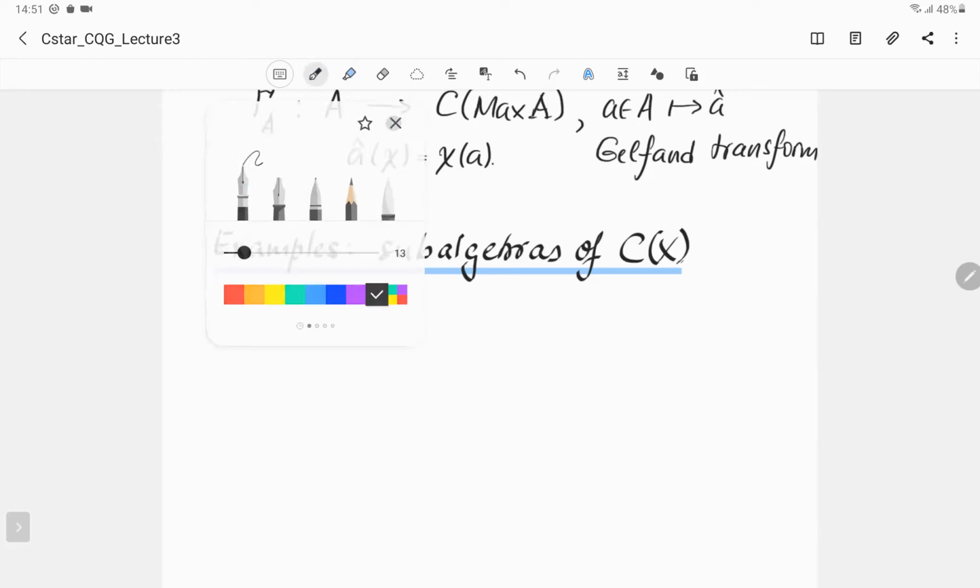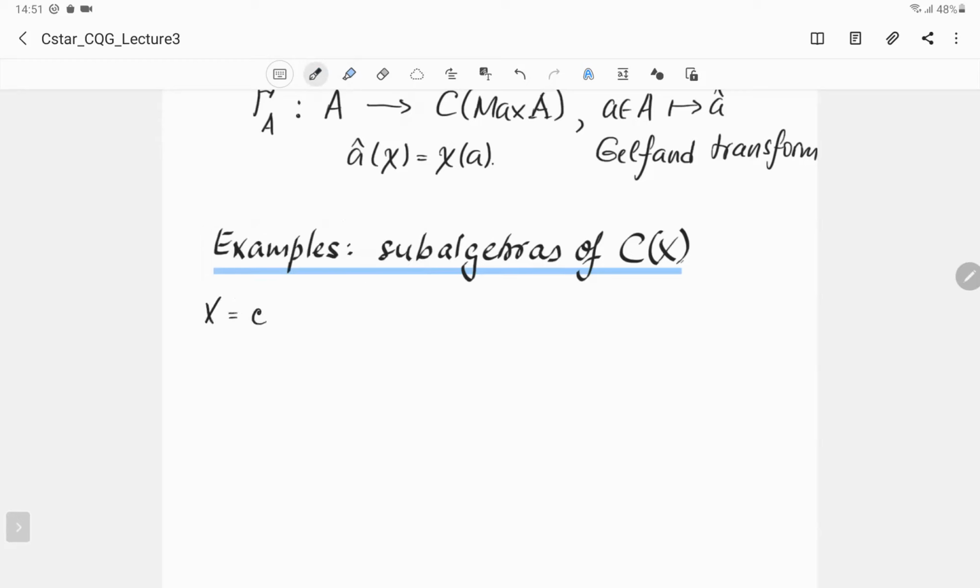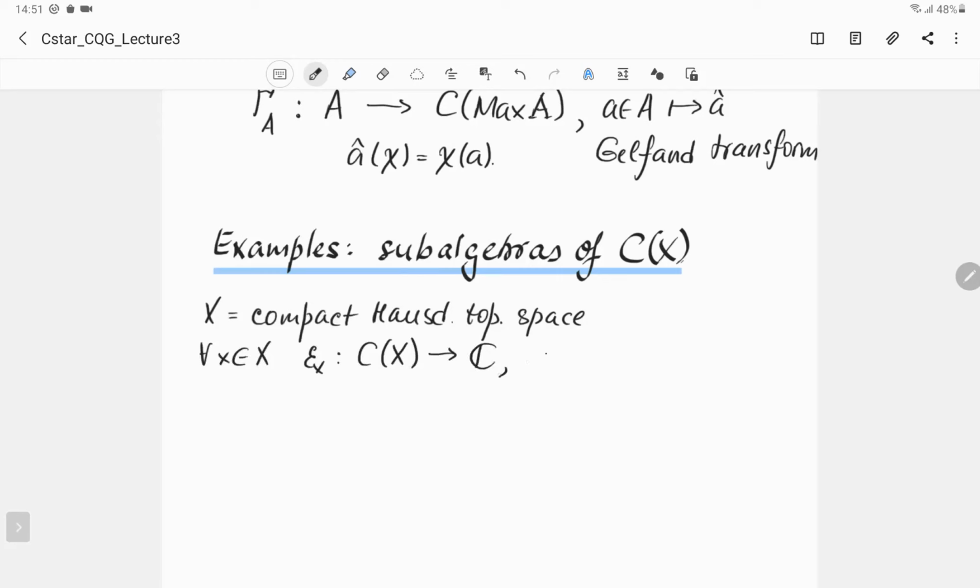Okay, so we suppose that X is a compact Hausdorff topological space. And for each point x in the space, we denote by epsilon x the respective evaluation character of C(X), which takes each function f to f of x. And we denote by m x the kernel of this character, the set of all functions that vanish at x. We have the following lemma.